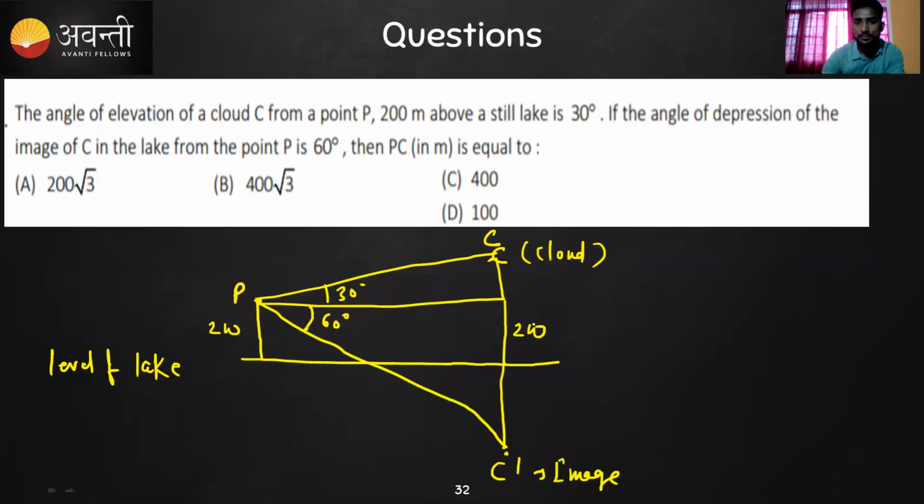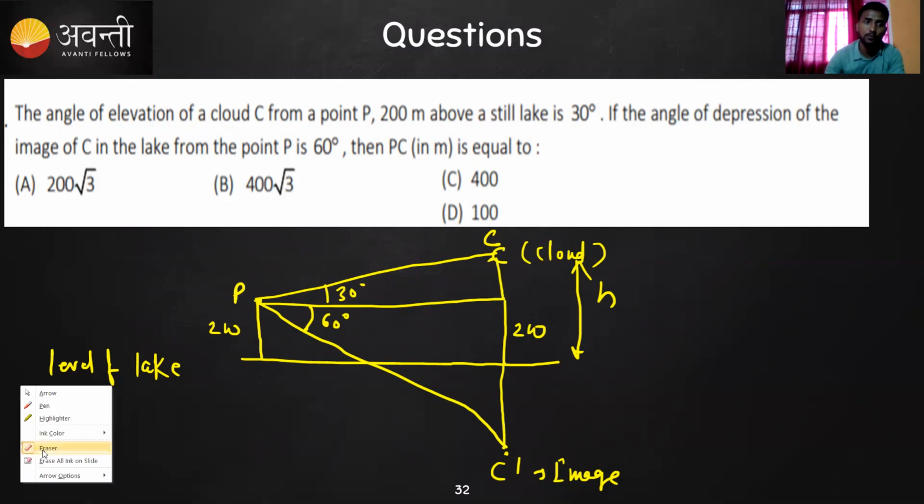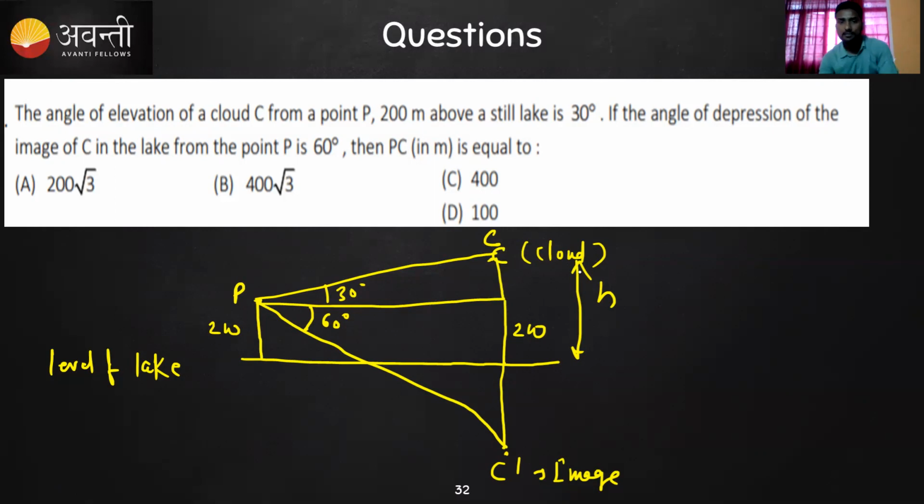What we can do now? This is 200. This is 200. Suppose this value is H. You can find this value as H. Okay, guys. Total, it means total height of this cloud from the surface of the lake. So now what we can do, guys? This is H, so it will be also H. From here, if this is H, it will be H minus 200. This value will be H minus 200.